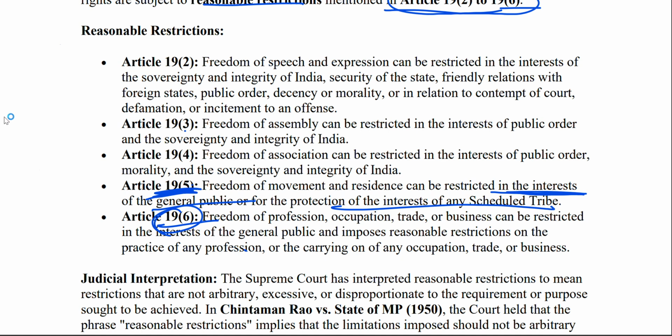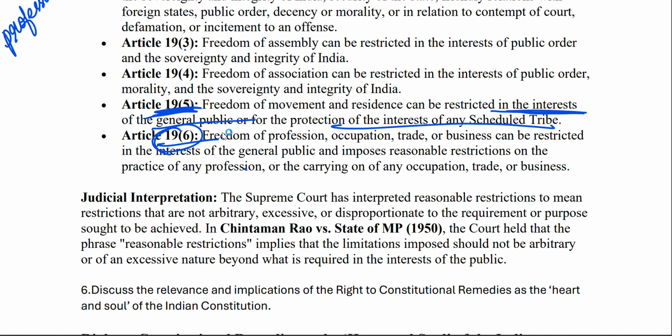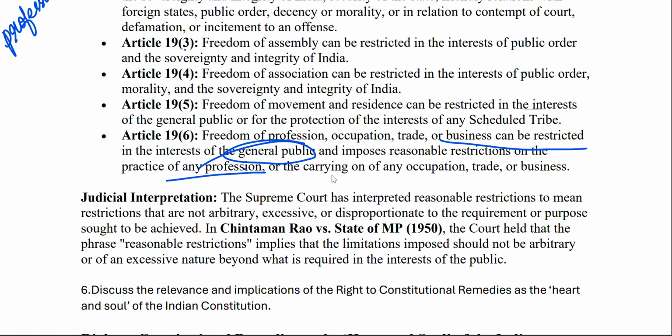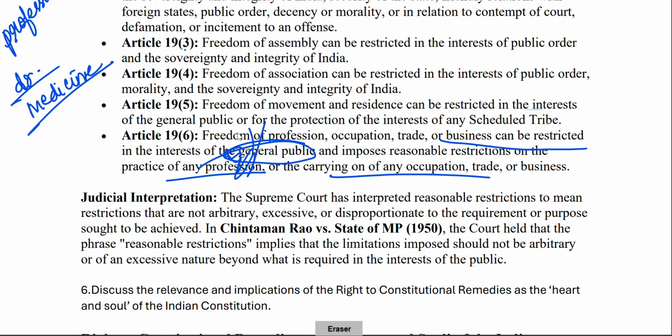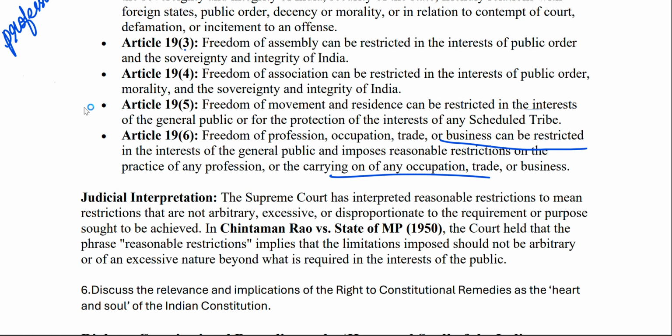Now the final one is profession. How do you choose a profession? The freedom of profession, occupation, trade, or business can be restricted for the general public. That's all. Because when you are not a doctor but you practice medicine without a doctor degree or without a professional course, it affects the general public. So, for the interest of the general public, movement and residence also contain the general public. Here also we have the general public.